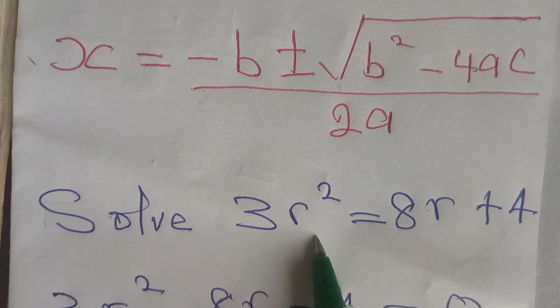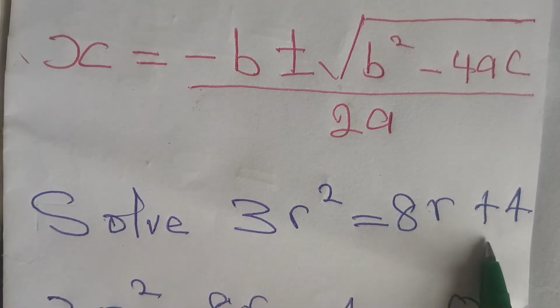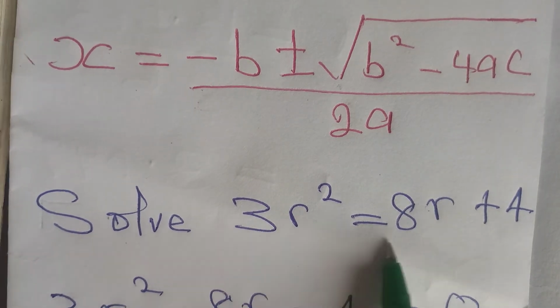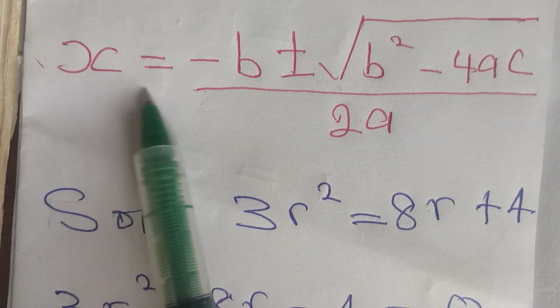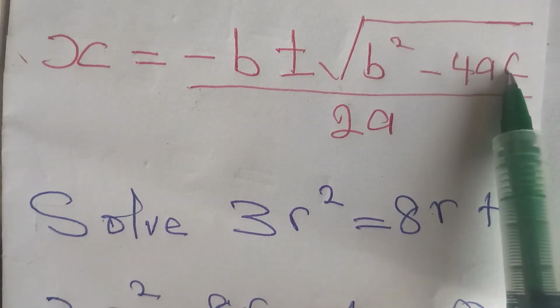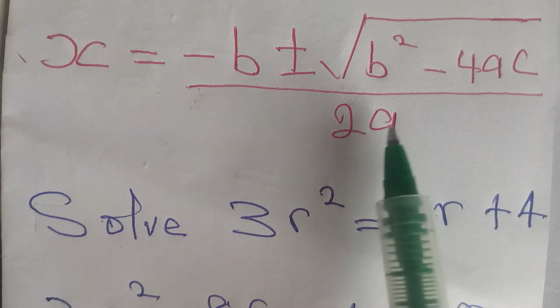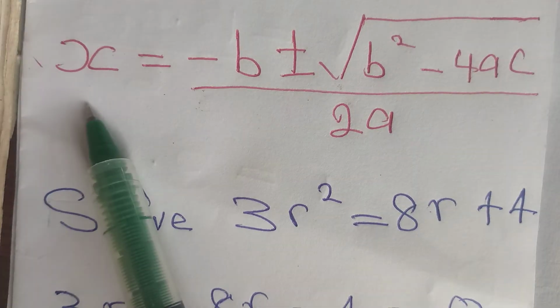So back to the question on hand. We're solving 3r squared equals 8r plus 4. Most students will make the mistake of quickly rushing to this equation and picking their values for a, b, and c. You remember, this formula is expressed in terms of a, b, and c, so you are expected to pick values for these variables, put them into this formula, then simplify to get the value of x.